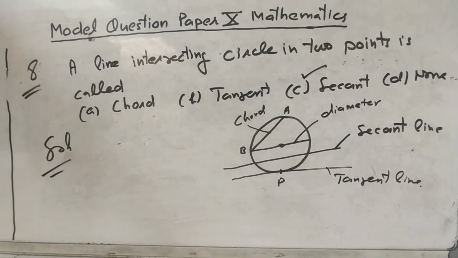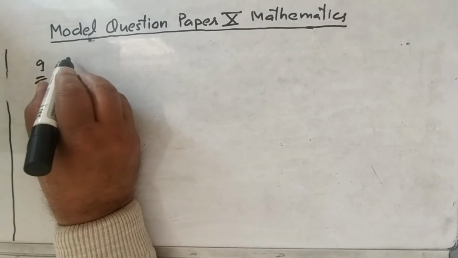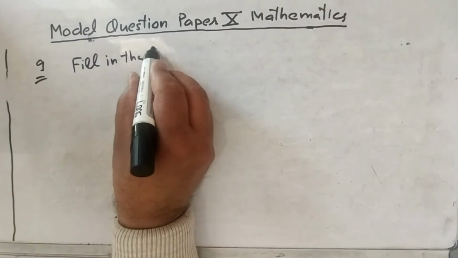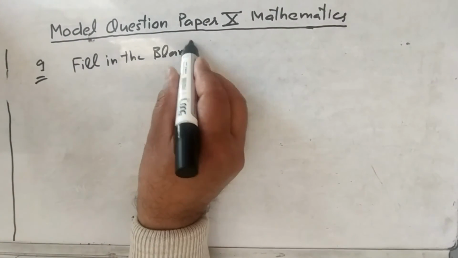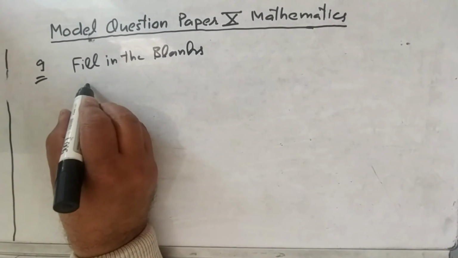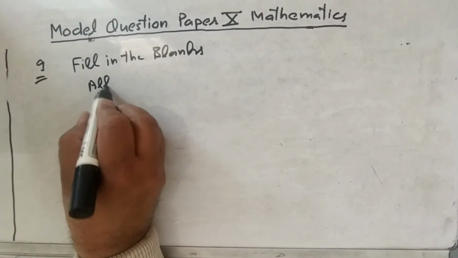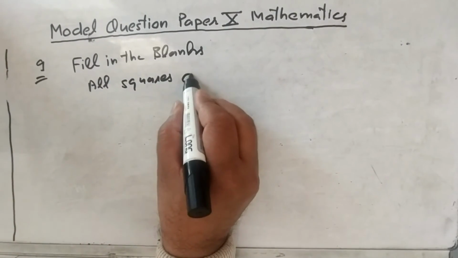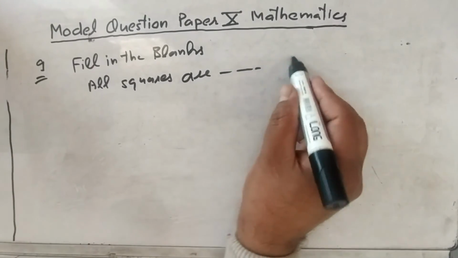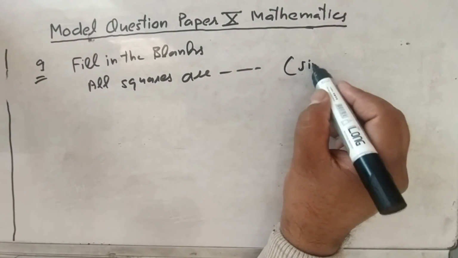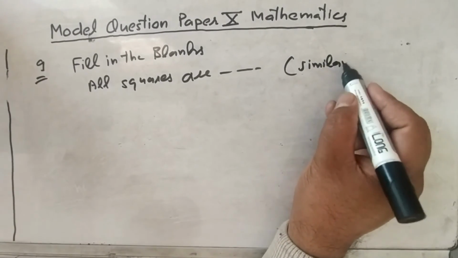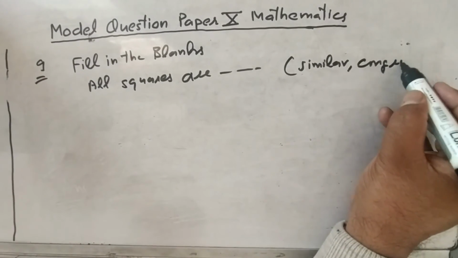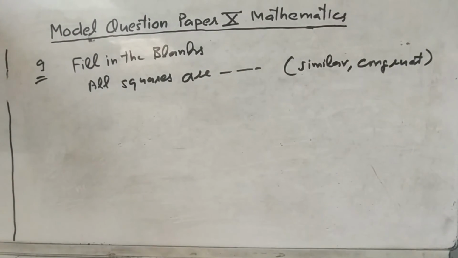We have question number 9. Fill in the blanks. Okay, children, here he has given a statement: all squares are dash dash dash. Here he is writing similar, and here congruent. Okay, this is the question.